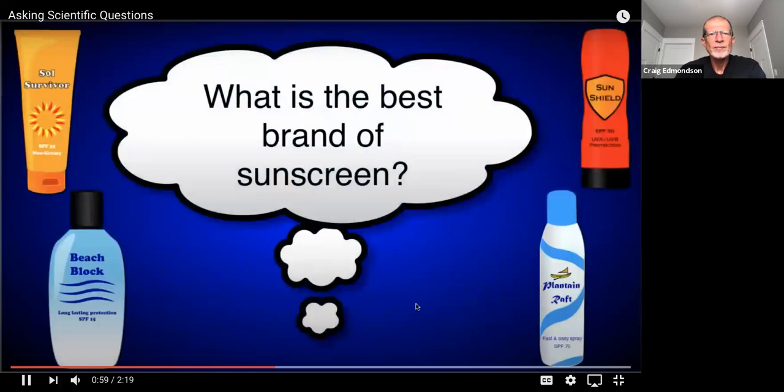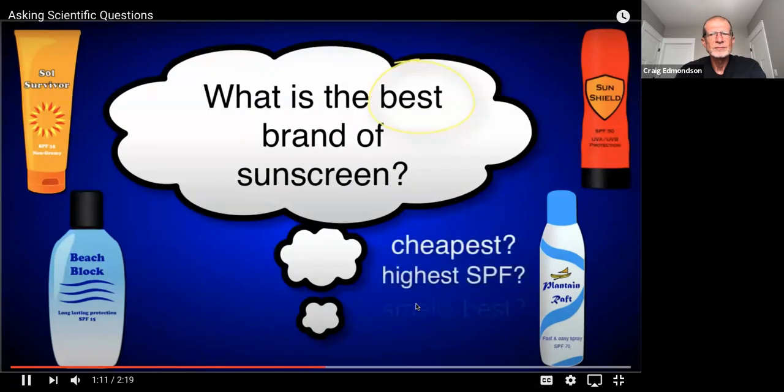This is a better scientific question. However, it's still a bit vague and leaves room for personal interpretation. Best could mean cheapest, highest SPF value, best smelling, or most likely to stay on while swimming.